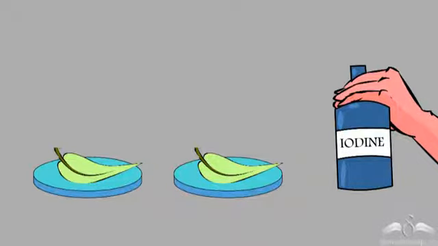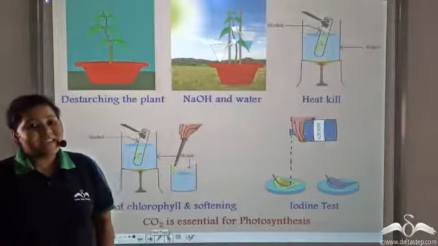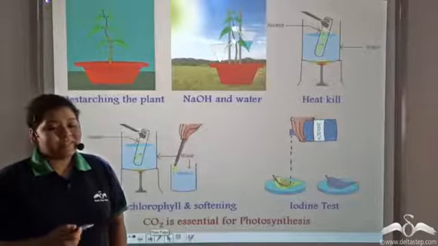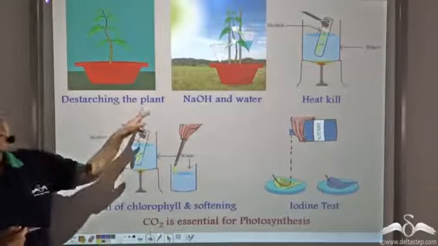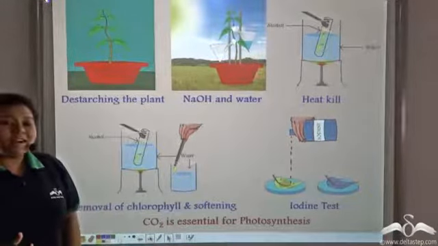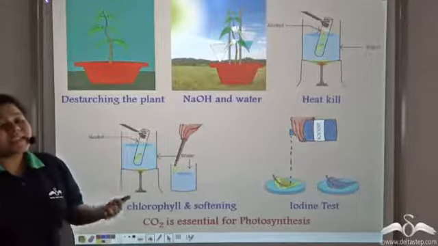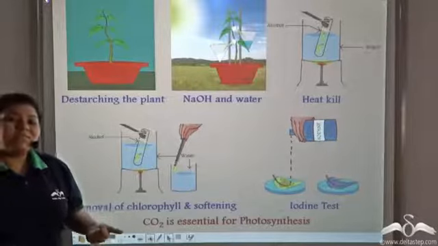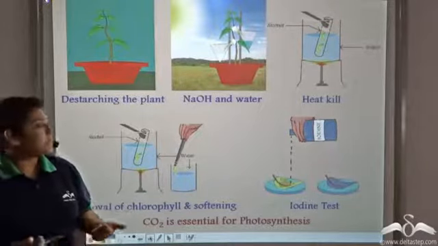The leaf which was in the beaker containing water turned blue-black, whereas the leaf which was in the beaker containing NaOH solution did not. Again, let us recapitulate the entire experiment. What did we do first? Well, first we destarched the plant by keeping the plant in darkness for 72 hours. By destarching, I mean there won't be any starch present in the leaves because all the starch would have been utilized by the plant during the 72 hours.